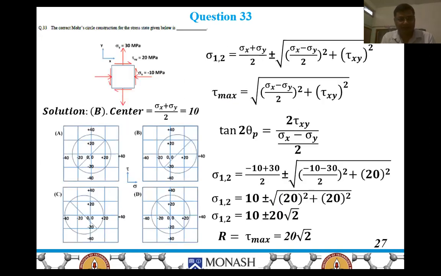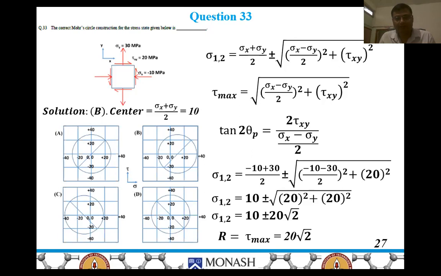Now, question number 33, the correct Mohr circle construction for the stress state given below. We have been given sigma x equal to minus 10 megapascal, sigma y to be 30 megapascal, and tau xy is 20 megapascal. So we know the principal stresses sigma 1, 2, that is sigma max and sigma min, is equal to (sigma x plus sigma y) by 2 plus minus under root of ((sigma x minus sigma y) by 2) squared plus tau xy squared.